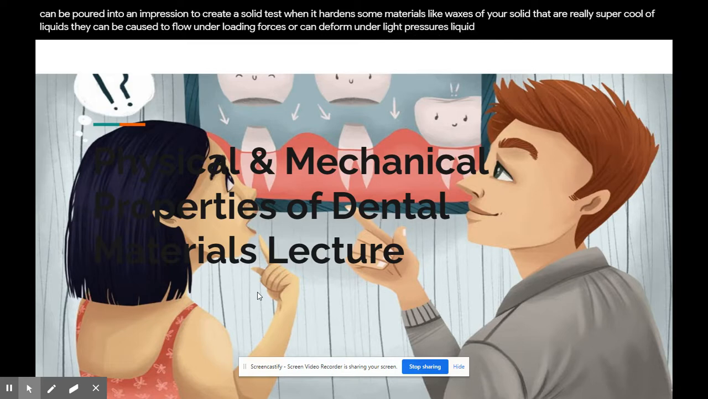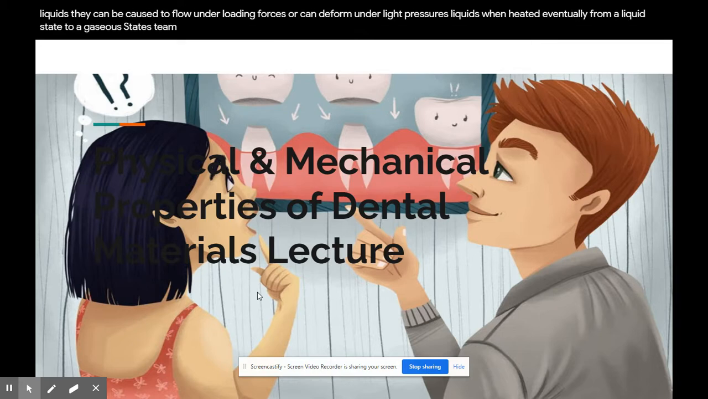Liquids, when heated, eventually vaporize or boil. Water transforms from a liquid state to a gas state, steam, at its boiling point of 100 degrees Celsius at standard atmospheric pressure. The lower the atmospheric pressure, the lower will the boiling point be.